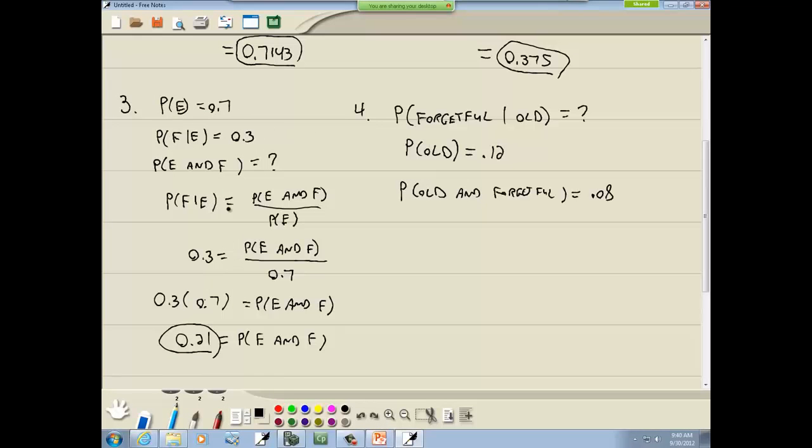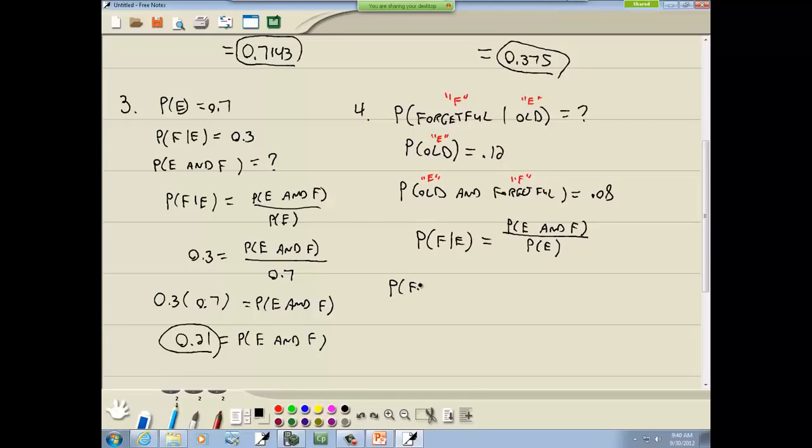Well, this is a variation of the problem we just did. So the probability of F given E is equal to the probability of E and F over the probability of E. Well, F given E, that would indicate to me, here's my given, so this one is our F, and this would be E, which means this is E here, and this would be E, and forgetful is F. Now, you see how that matches up with our formula.